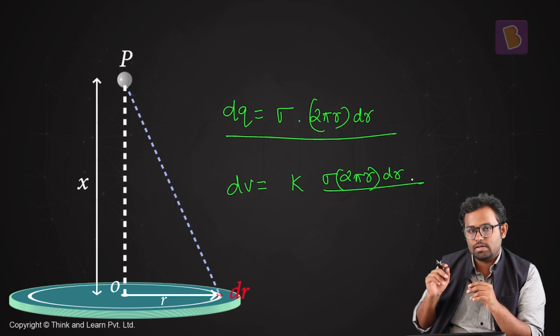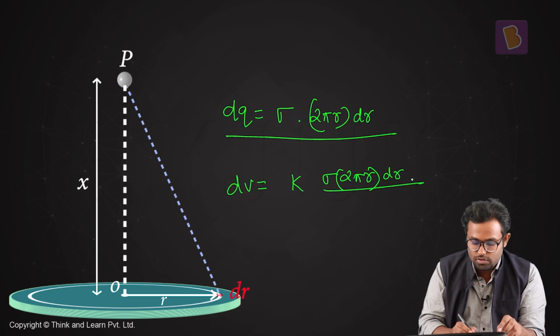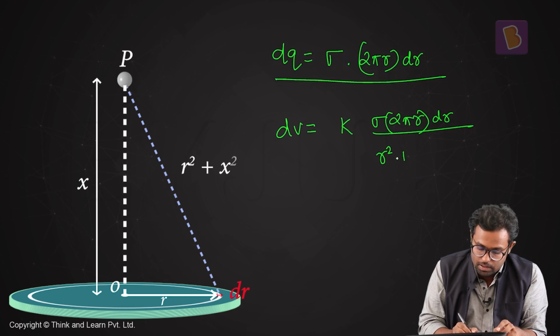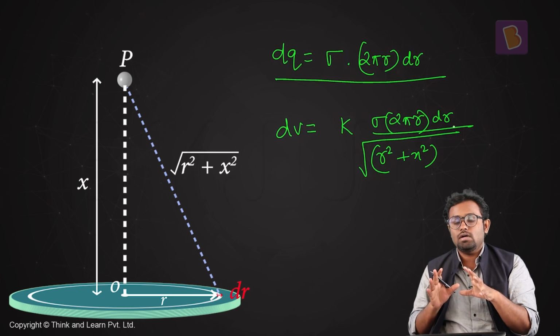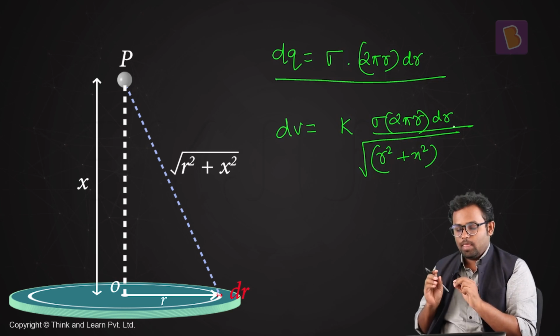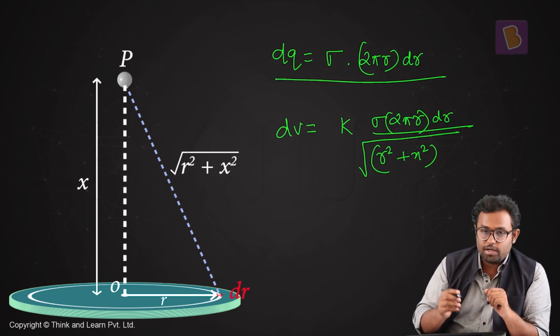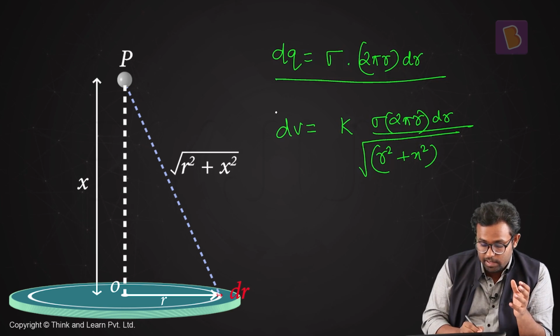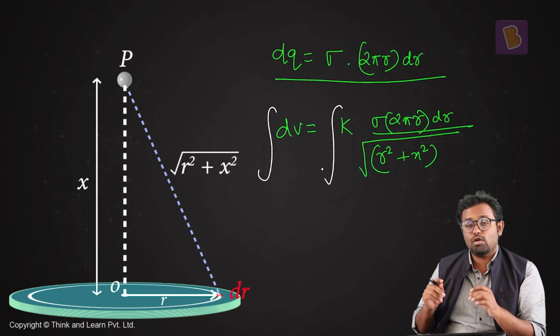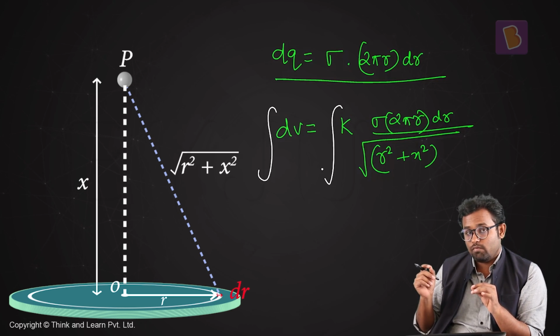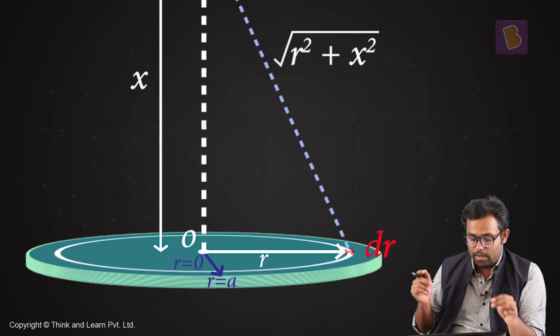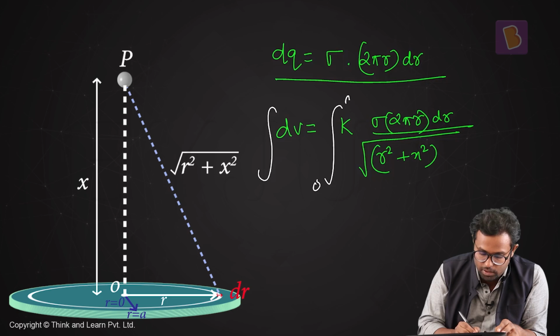And what is the distance here? In this case, the distance from the ring is, this is x and that is small r, so the distance will be the square root of r square plus x square, okay? So this is the potential due to that ring. Now I have to find the potential due to the disk, and so I have to integrate it, right? Now here the variable of integration is r, and r is the radius of that ring, okay? And the radius varies from where to where? From 0 to a, right? So from 0 to a, I'm going to integrate this.